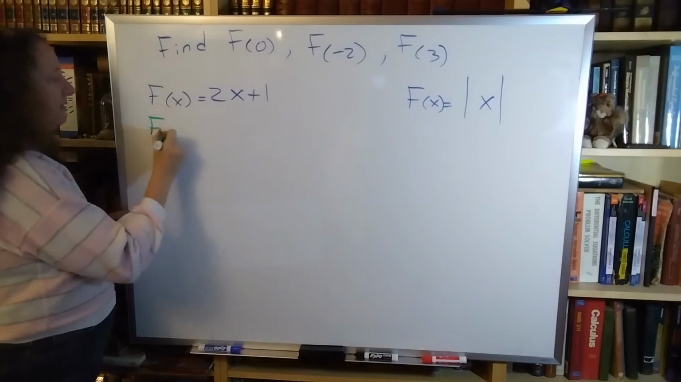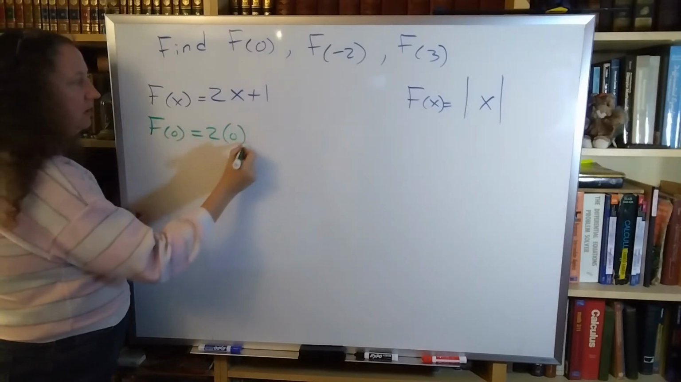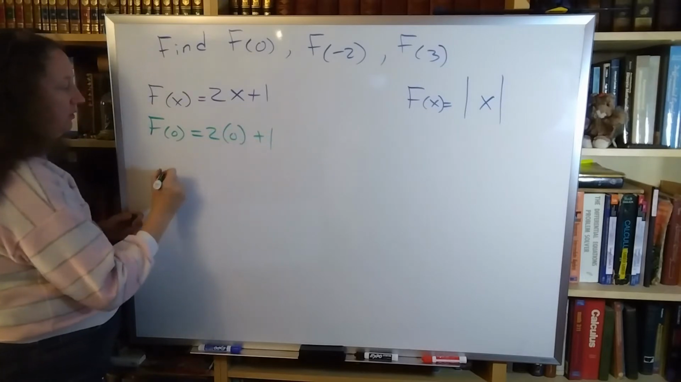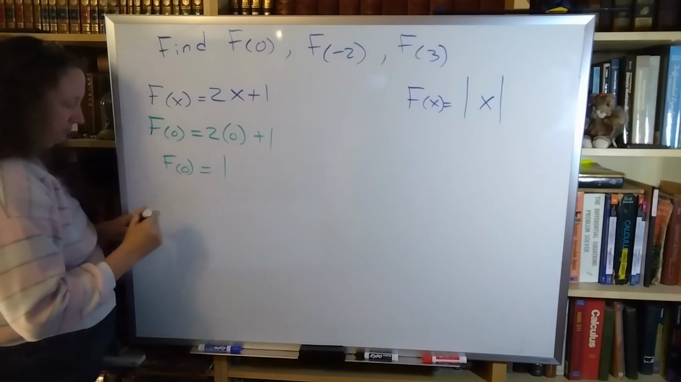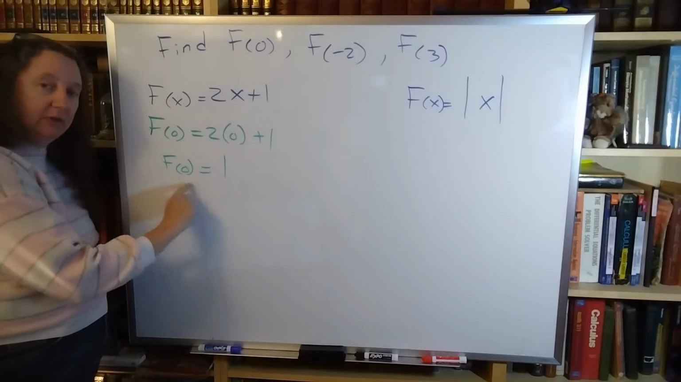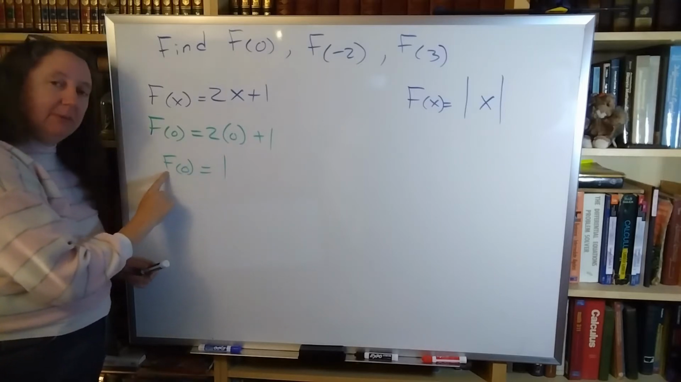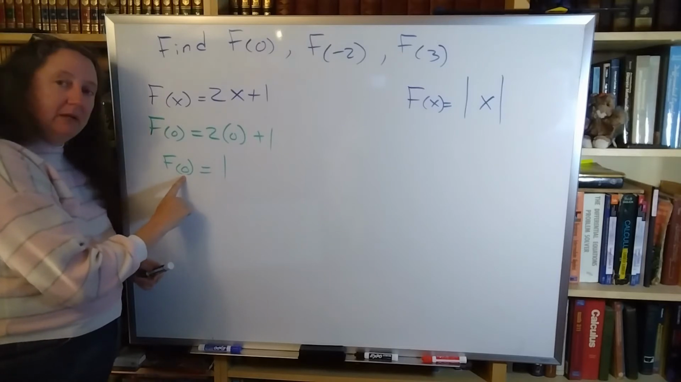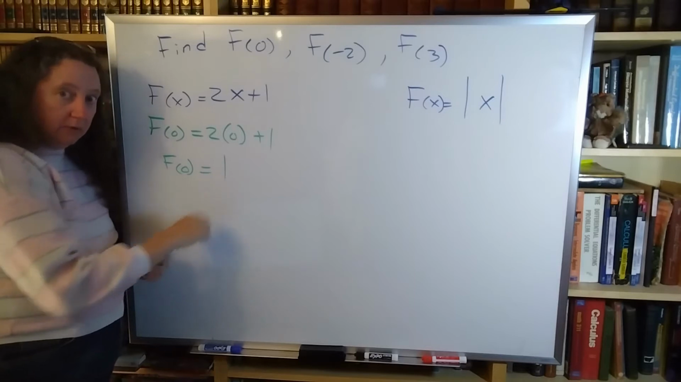So I have f of 0 equals 2 times 0 plus 1. So f of 0 equals 1. That's all that is asking you to do. You cannot divide that 0 over. You leave it like that, saying my function name is f, I replaced my independent variable with 0, and I got the answer of 1.